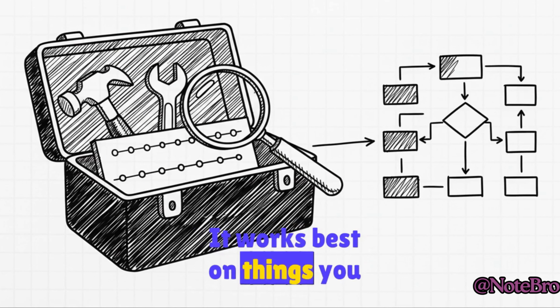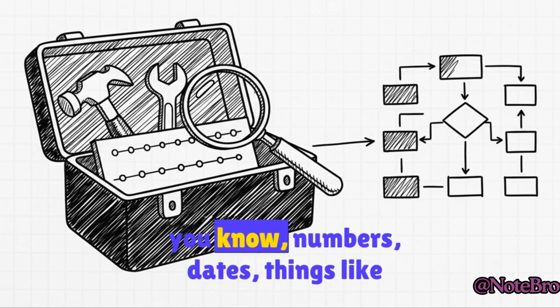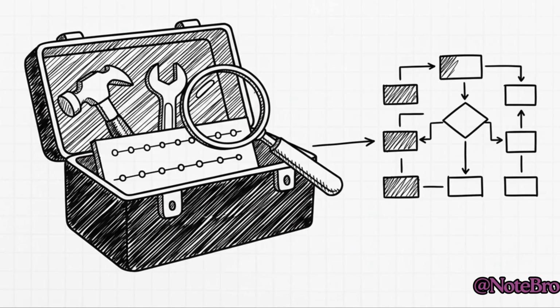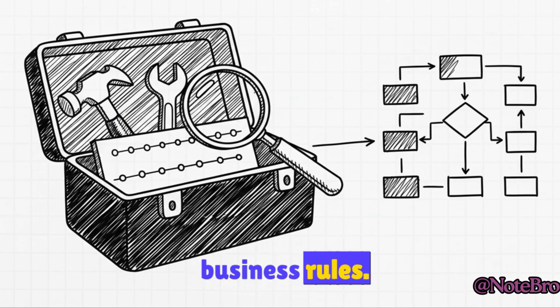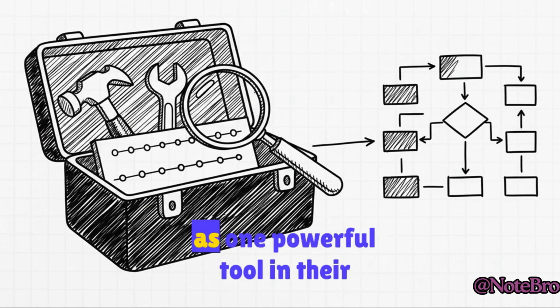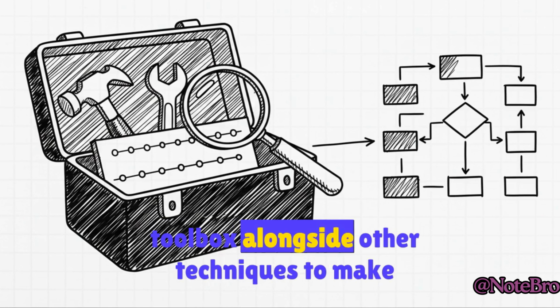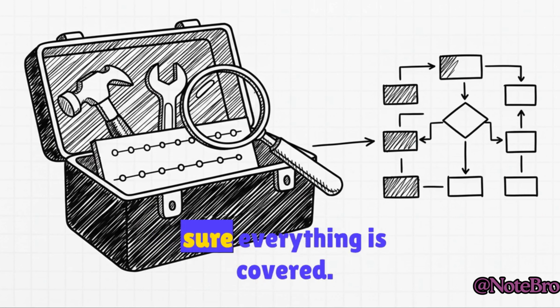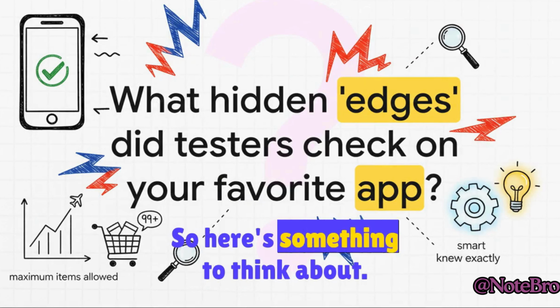It works best on things you can count or put in order, numbers, dates, things like that. It's not designed to test complex business rules. That's why smart testers use it as one powerful tool in their toolbox, alongside other techniques to make sure everything is covered. So here's something to think about.